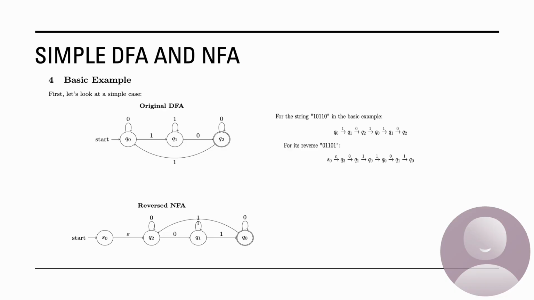Then the transitions also reverse from the original DFA. So for example, Q0 to Q1 through 1 would be Q1 to Q0 through 1, and so on and so forth for all the different states. Reversing the same string that we had would be 01101, and then the path it would follow is Q2, Q1, Q0, Q0, Q1, Q0, which is the exact reverse of the path that we used in the DFA.